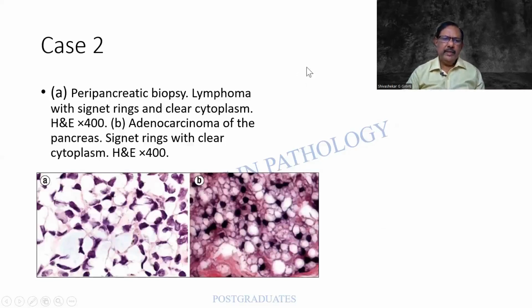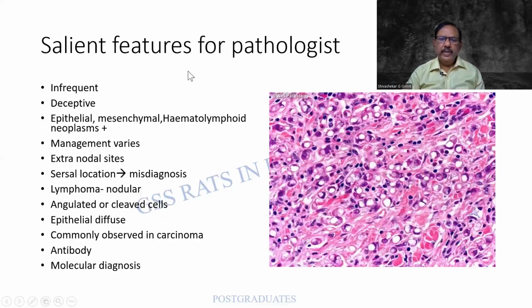It is a particular case where there is a peripancreatic biopsy, and it is a lymphoma with clear signet ring cells that you are seeing. And there is also an adenocarcinoma of the pancreas to add to the confusion. The salient features to the pathologist. Now, signet ring cell lymphoma is highly infrequent. It is deceptive. Epithelial, mesenchymal, hematolymphoid neoplasms can mimic these. They are more common, however. The management is different. That is why the final diagnosis matters.